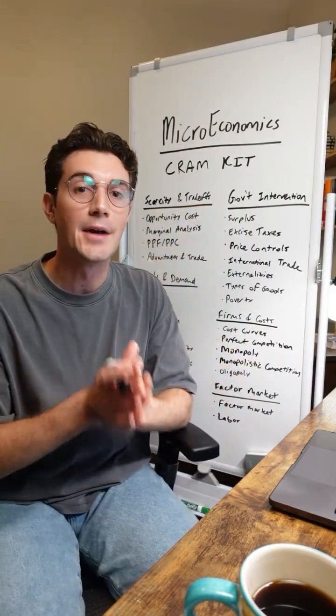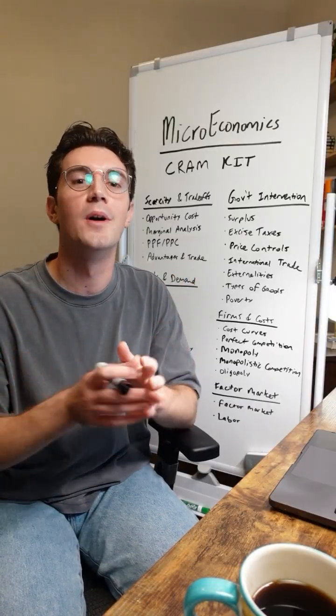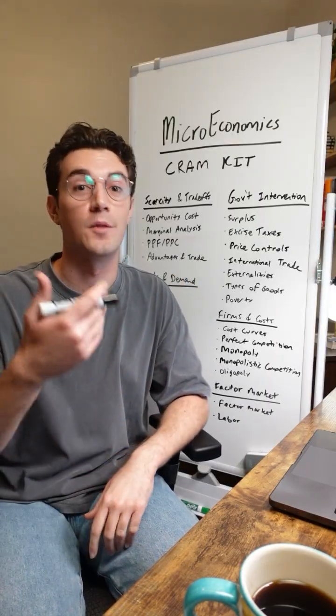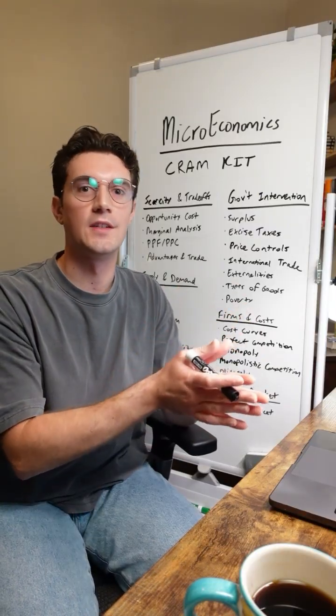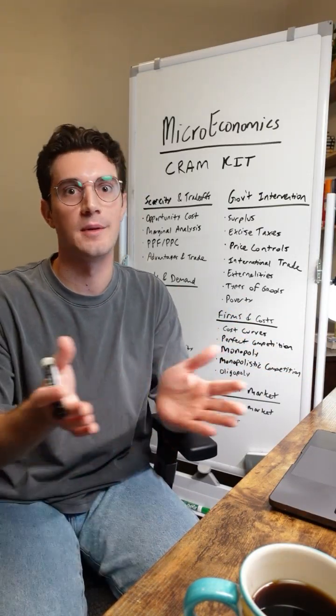All right, next up here is surplus. The most important thing to understand about this unit is that surplus is simply like how good of a deal consumers or producers are getting from selling the good. You're just taking their willingness to pay or sell and then comparing that against the equilibrium price to determine how good of a deal they're getting.